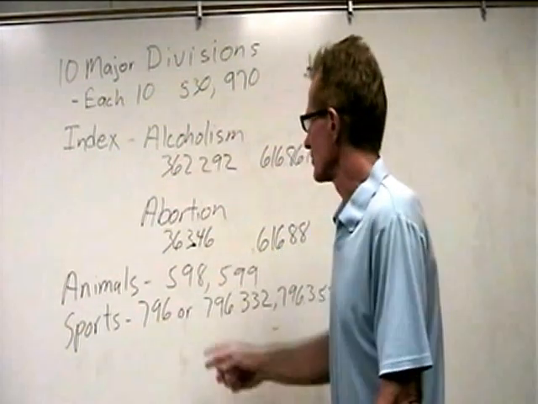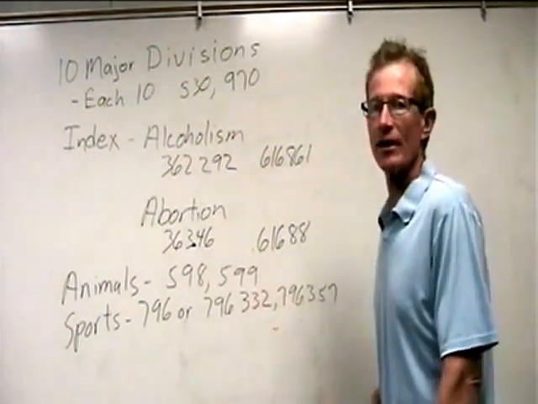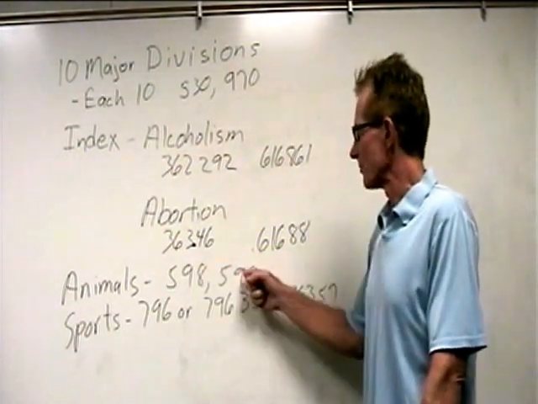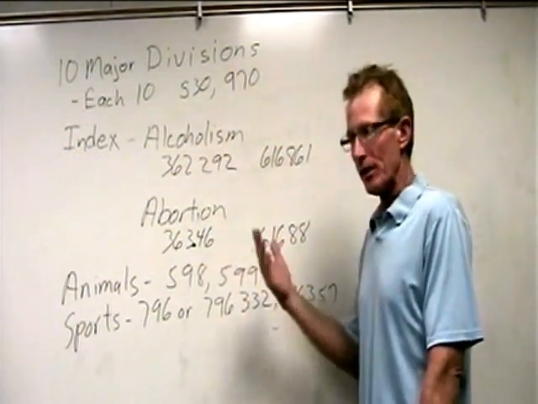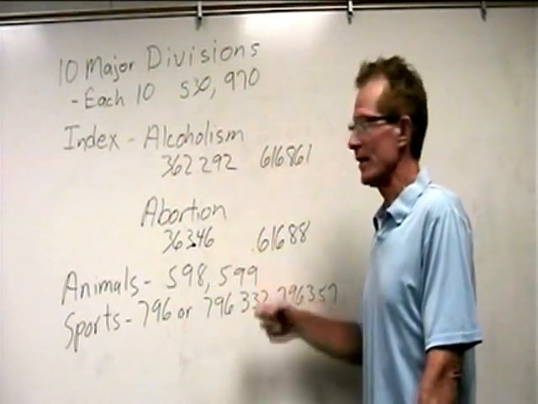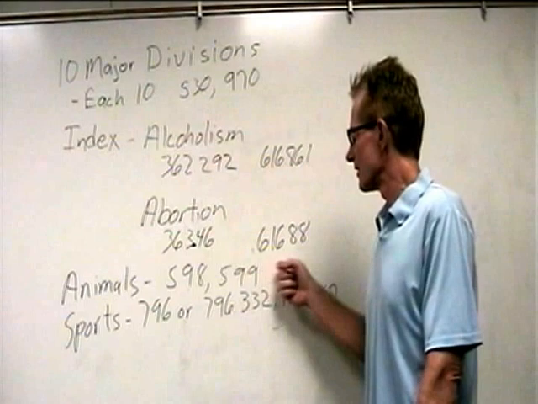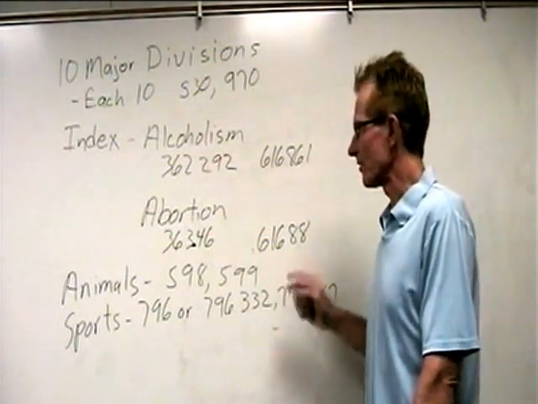Subjects such as animals, which basically is 598, 599. If you have a small collection, you might put all your books on mammals in 599. But if you have a large collection, 599 is broken down into all different kinds of mammals, and then you would add the specific numbers that come after the decimal.